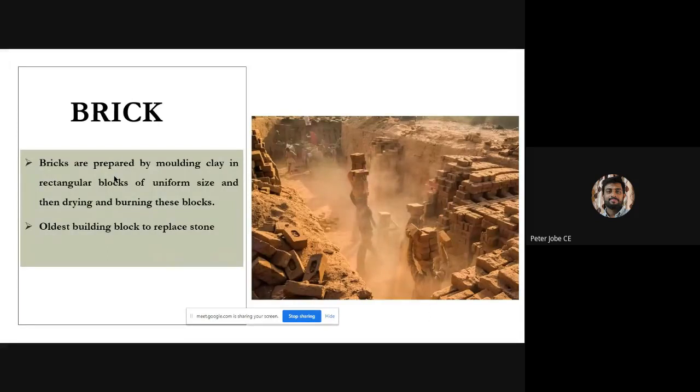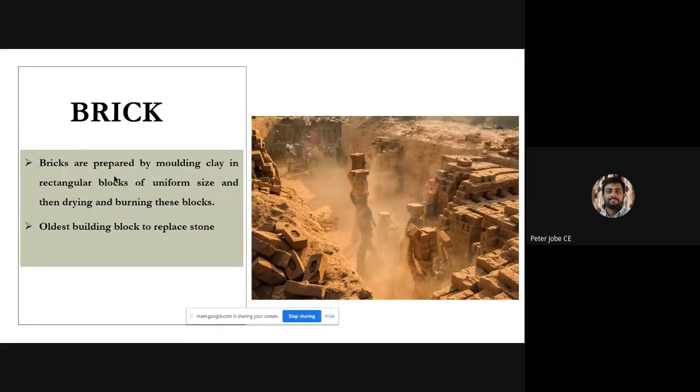So this is actually the oldest building block, which has replaced stone. Earlier, centuries ago, we used stone as our main construction material. Once people understood the advantages of brick, the construction practice changed to masonry construction, or brick wall construction. So this is the oldest building block which first replaced stone.